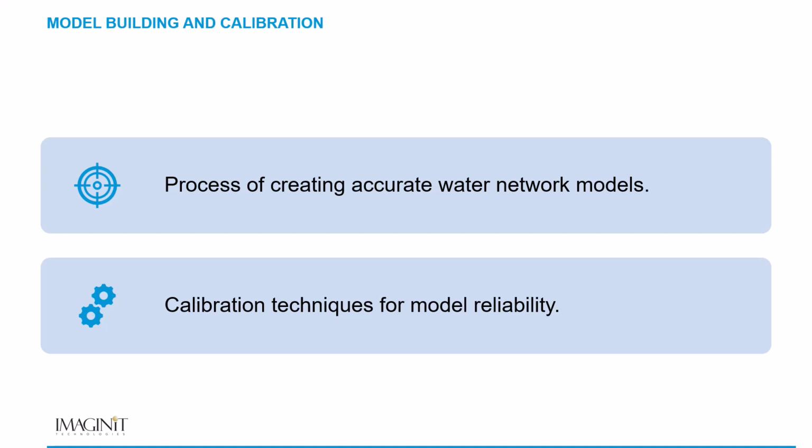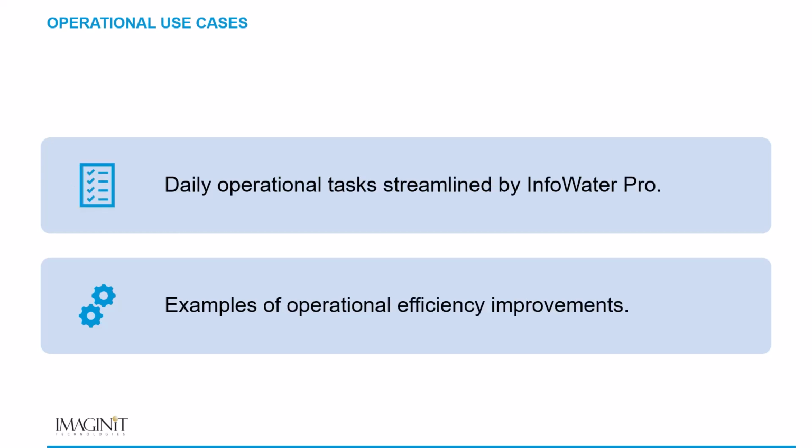Building models and calibration in InfoWater Pro equips water utilities with the tools to create accurate and dependable models. These models become the foundation for strategic planning, operational optimization, and ensuring the long-term resilience of water distribution networks. As we explore the practical applications of InfoWater Pro, it becomes clear that the software is not just a powerful modeling tool, but also a crucial asset for daily operational management and long-term strategic planning.